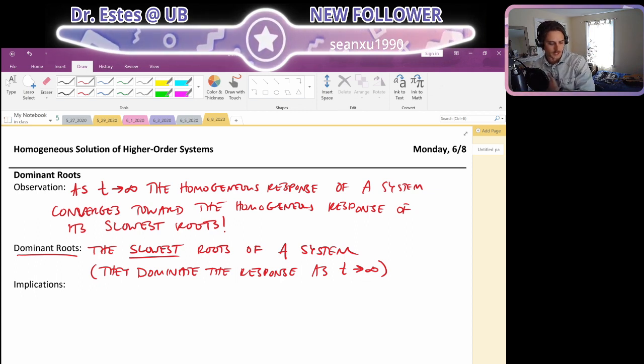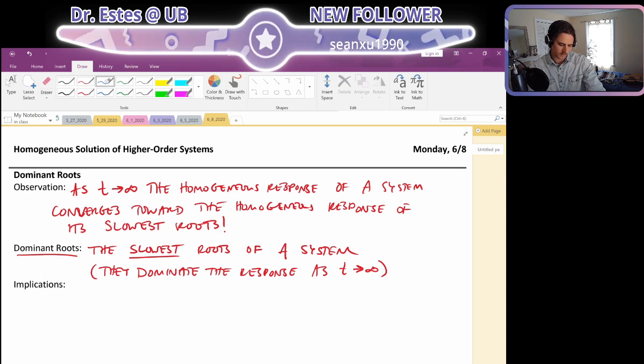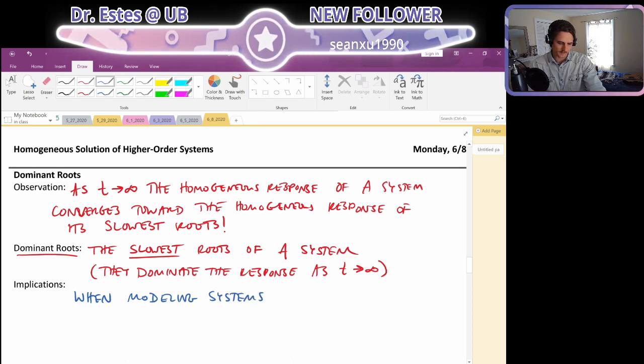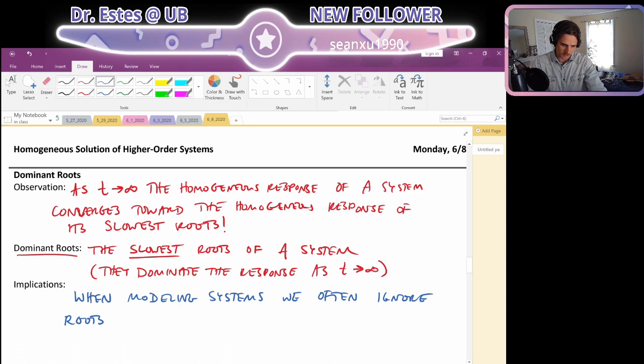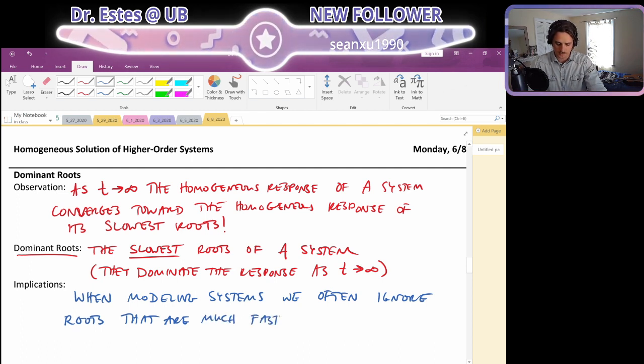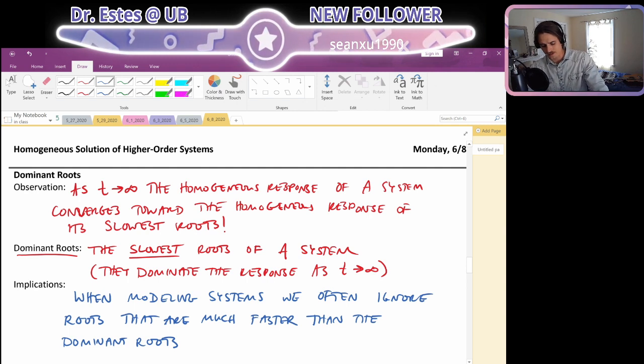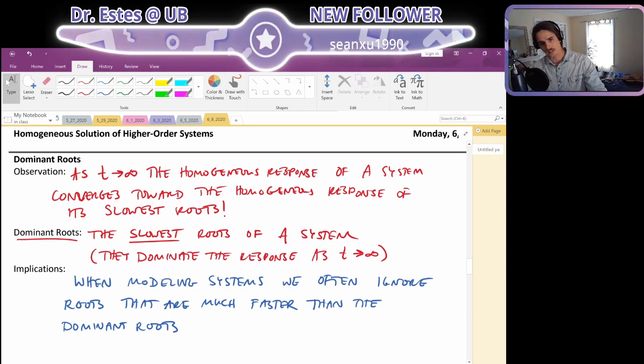All right, this has some important implications, which I'll show you an example for in a second. So one of these implications is when we model systems, maybe a skyscraper, we often ignore roots that are much faster than the dominant roots. Because you're not going to really see the effect of these fast roots in the overall system response. Because very quickly they go to 0, and then you're just left with the slow roots.